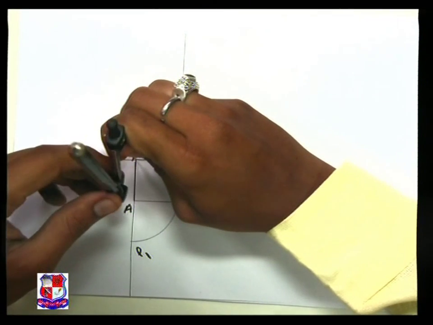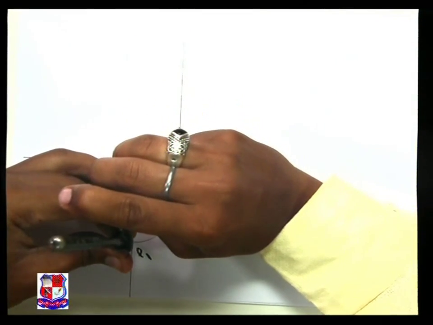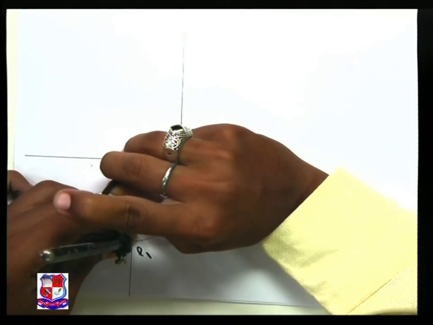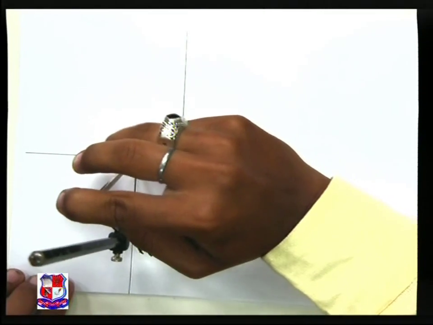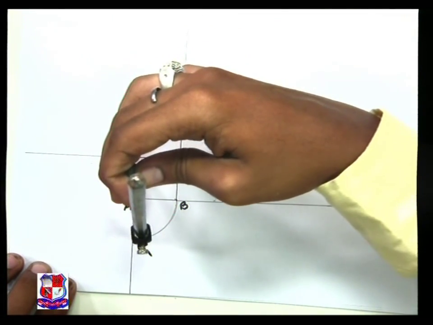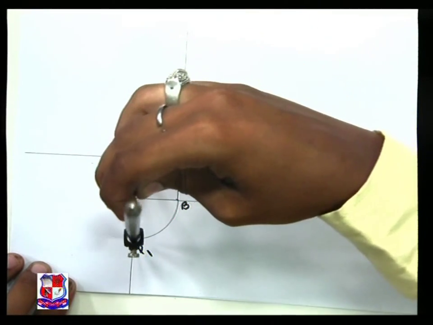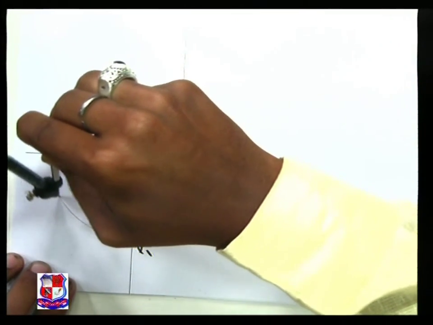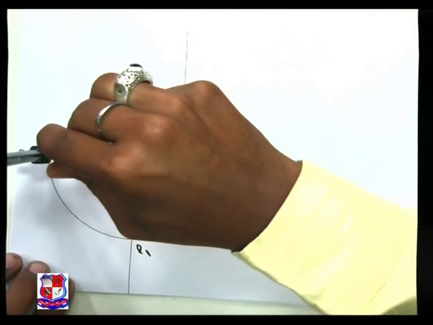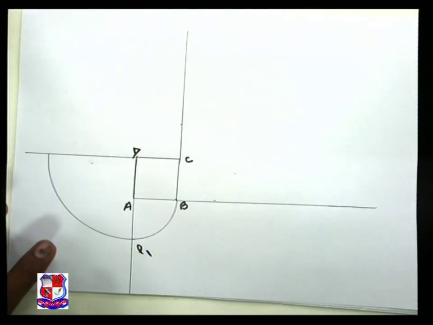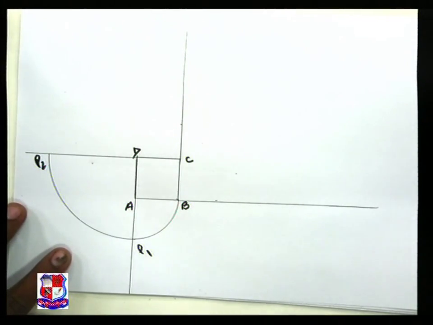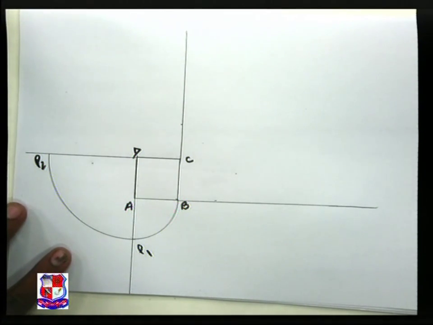DP1 as radius and D as center. Like this. We have got point number P2.